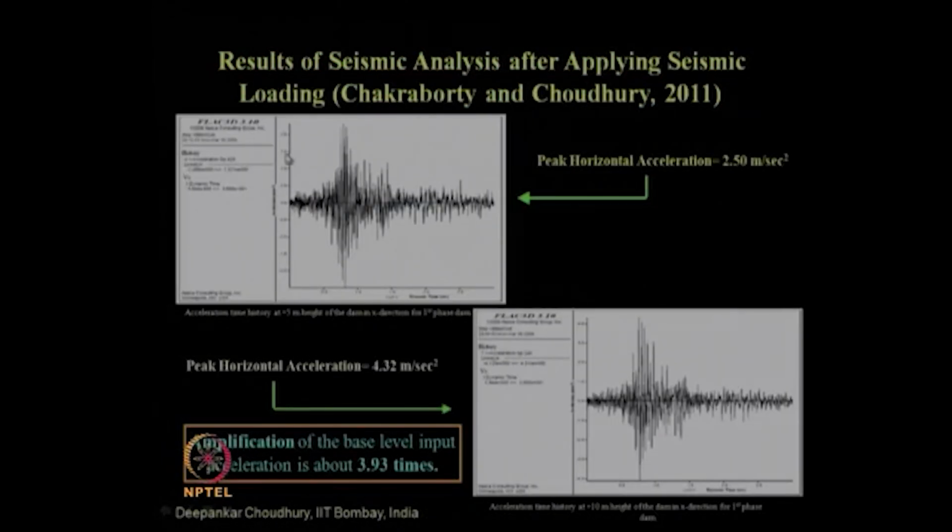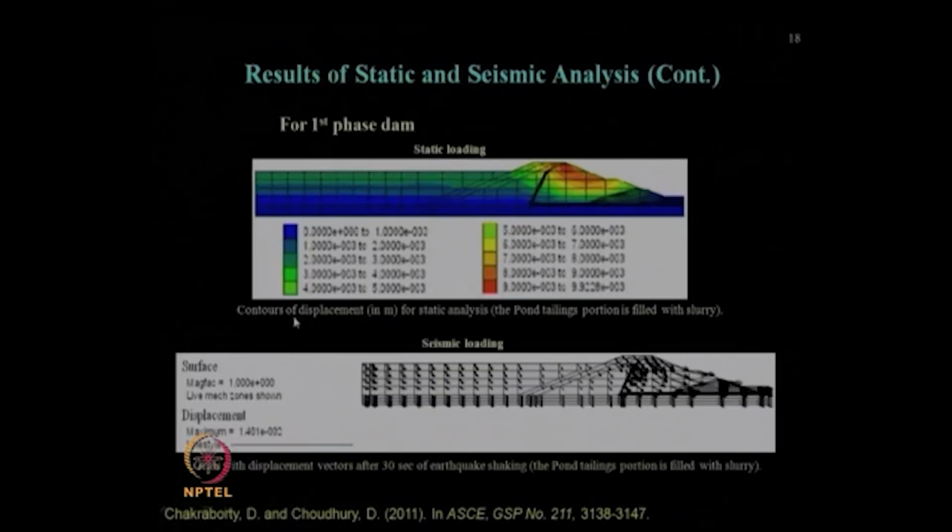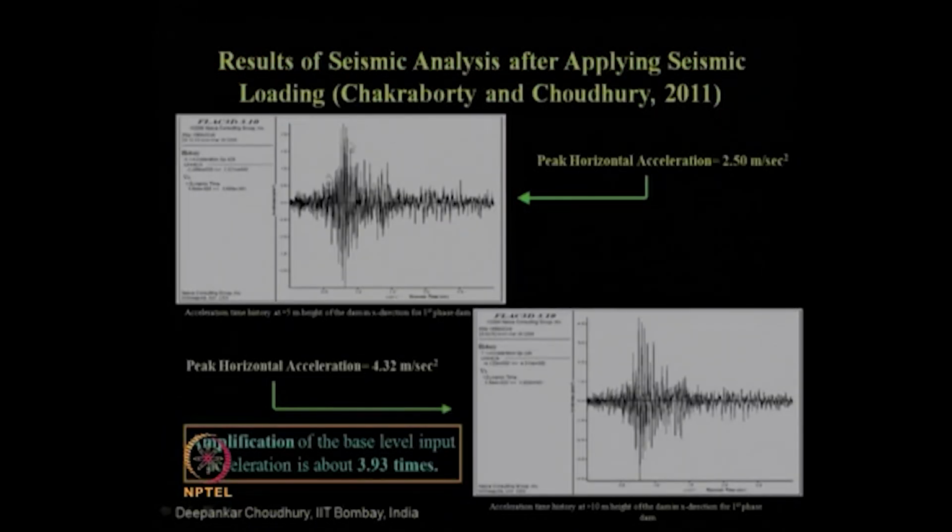And the output shows that at different heights of this tailing dam, if we consider the dam base, suppose this one at ground level, then at various heights, that is 5 meter and 10 meter, we have obtained the acceleration versus time history. So, by doing the ground response analysis, you can get the acceleration time history in FLAC also like this, and peak horizontal acceleration is found at 5 meter of height to be this much, whereas at 10 meter height it is obtained to be like this much.